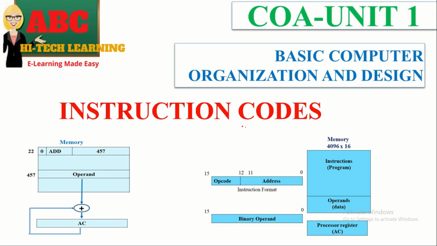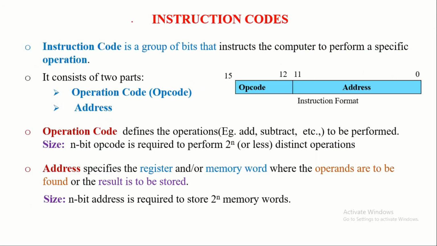Hello viewers, in this video we are going to learn about instruction codes in basic computer organization and design. Instruction code is a group of bits that instructs the computer to perform a specific operation. Usually, instruction code consists of two parts.